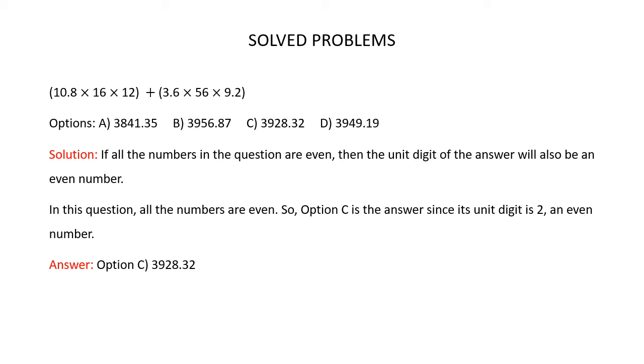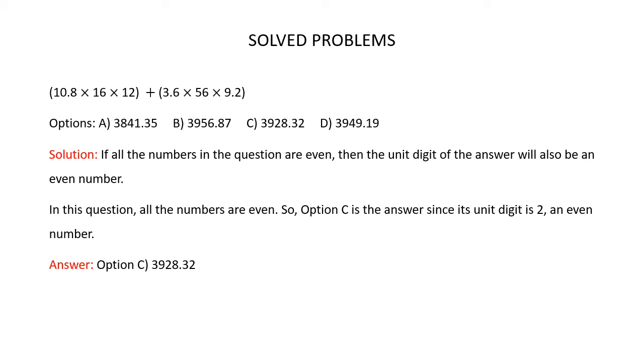Simplify the expression 10.8 multiplied by 16 multiplied by 12 plus 3.6 multiplied by 56 multiplied by 9.2. You are given 4 answer options and you have to find out which of these options is the correct one. Now if all the numbers in the question are even, then the unit digit of the answer will also be an even number.